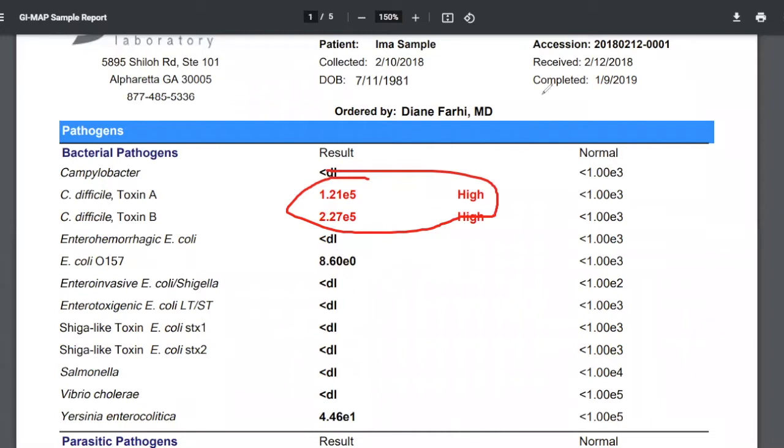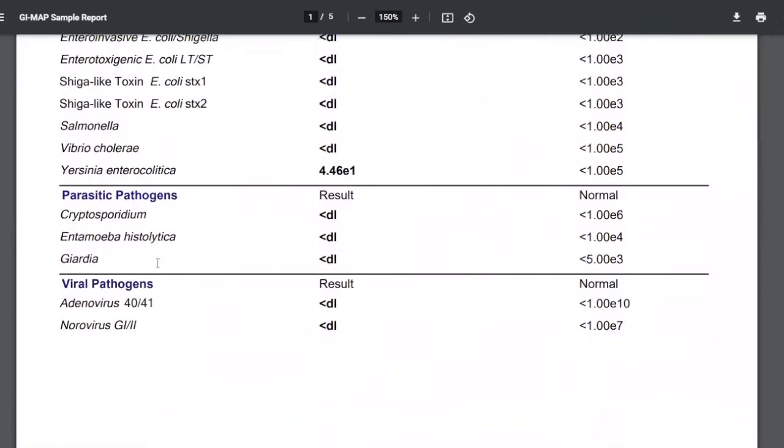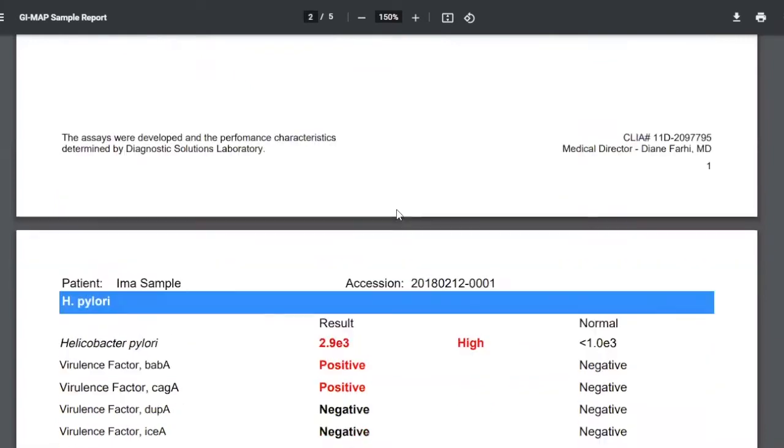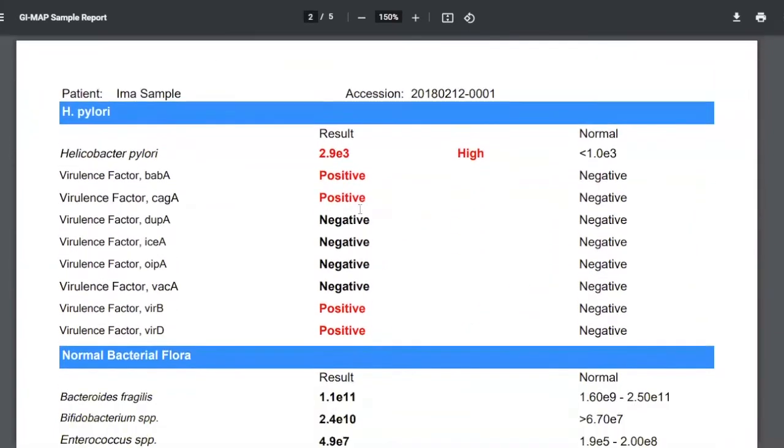And then if we scroll down, these are parasitic components, and then viral. On the next page, it'll rule out H. pylori. You have a lot of different types of H. pyloris, and so it'll show whether it's positive or negative.